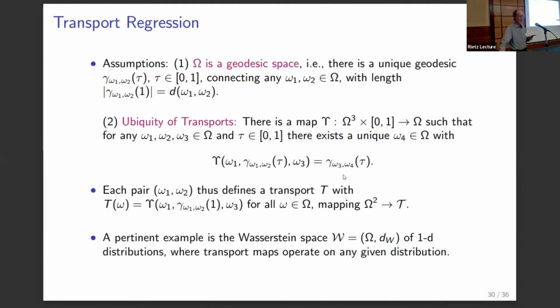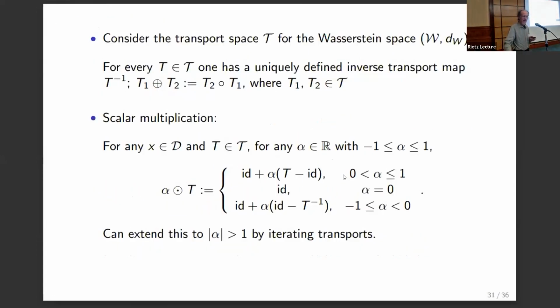The second is ubiquity of transports, which means if I have a geodesic between two points and I have a third point, I need to be able to apply the same geodesic to the third point. That's possible on spheres. It's also possible on the Wasserstein space and other spaces. In this case, we can then define some sort of algebra on the transport space, which means we have inverse transports. We go from A to B and then back from B to A.